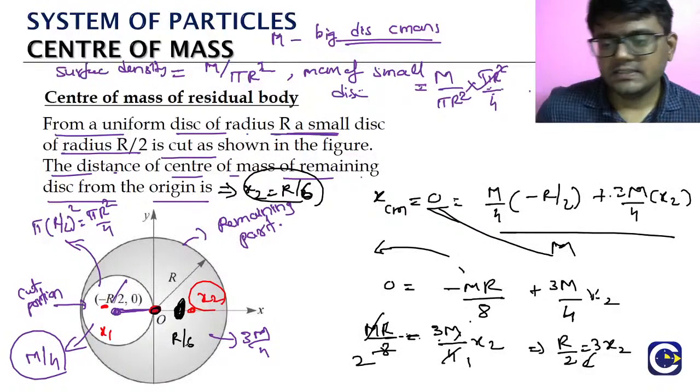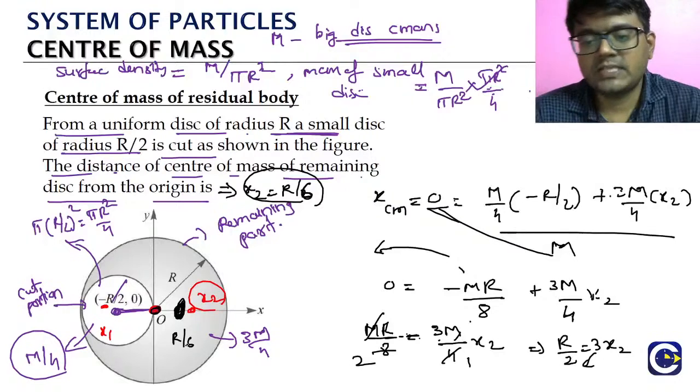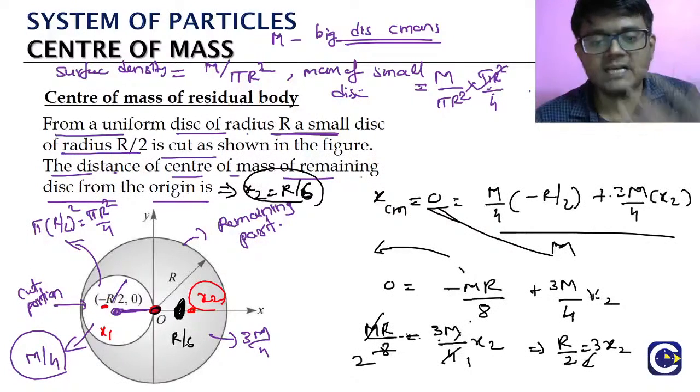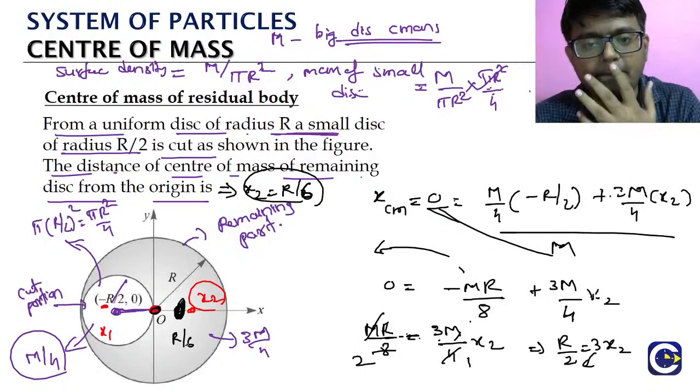Maithili and others, check whether you are able to get the same answer. What value of x2 should come? It should come as r by 6. This is also a standard result; the problem we took is a very standard problem.